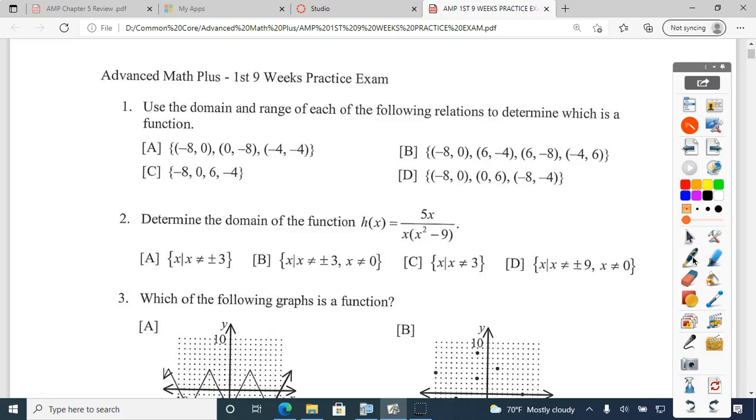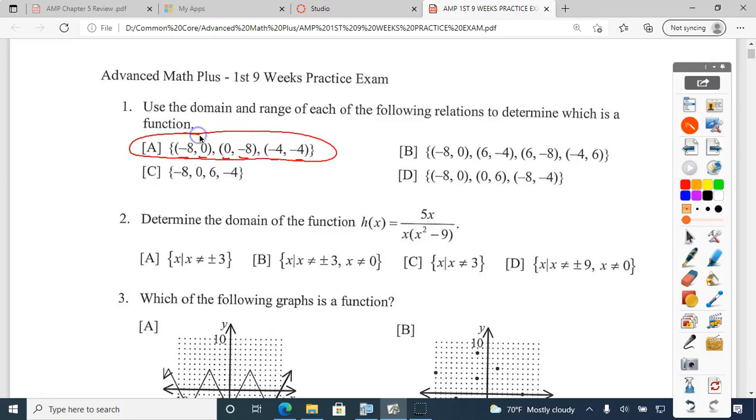Number one says use the domain and range of each of the following relations to determine which is a function. Remember, to be a function, x can't repeat and go to a different y. So here we've got -8 goes to 0, 0 goes to -8, and -4 goes to -4. So that one is a function.